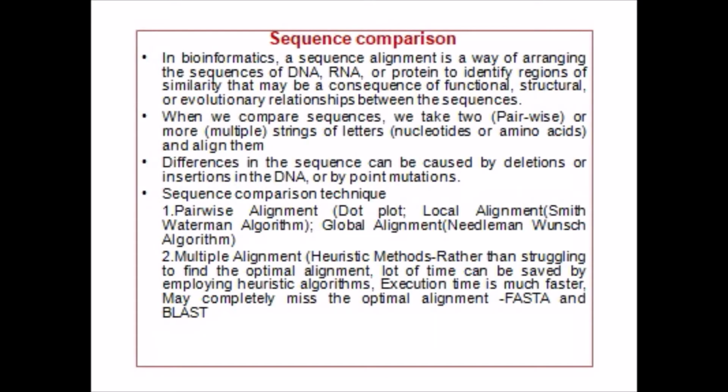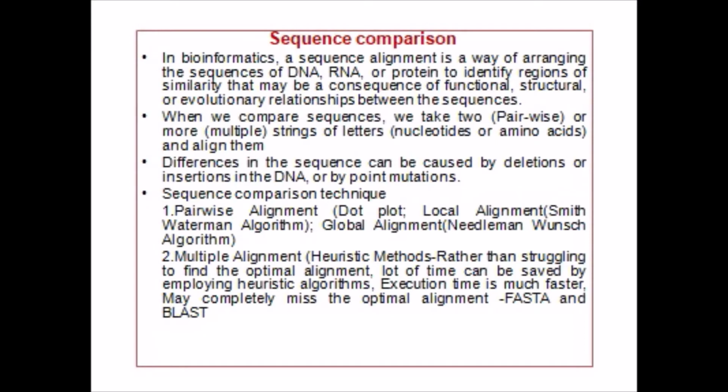Sequence comparison. In bioinformatics, a sequence alignment is a way of arranging the sequences of DNA, RNA or protein to identify regions of similarity that may be a consequence of functional, structural and evolutionary relationships between the sequences. When we compare sequences, we take two, that is pairwise, or more, that is multiple, strings of letters, either nucleotides or amino acids, and align them. Differences in the sequence can be caused by deletions or insertions in the DNA or by point mutations.